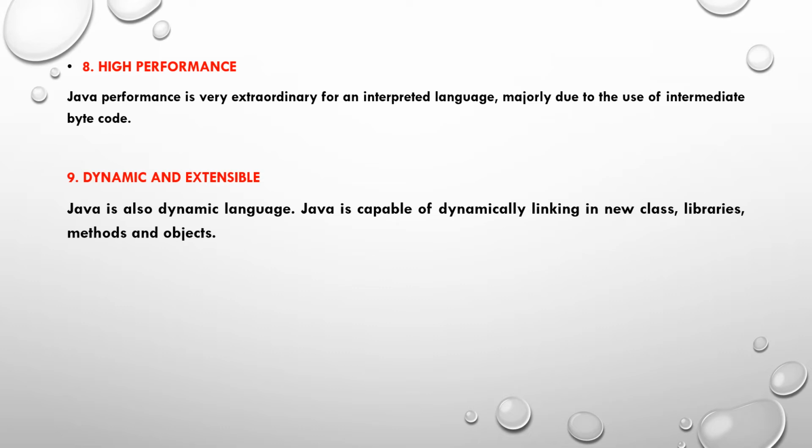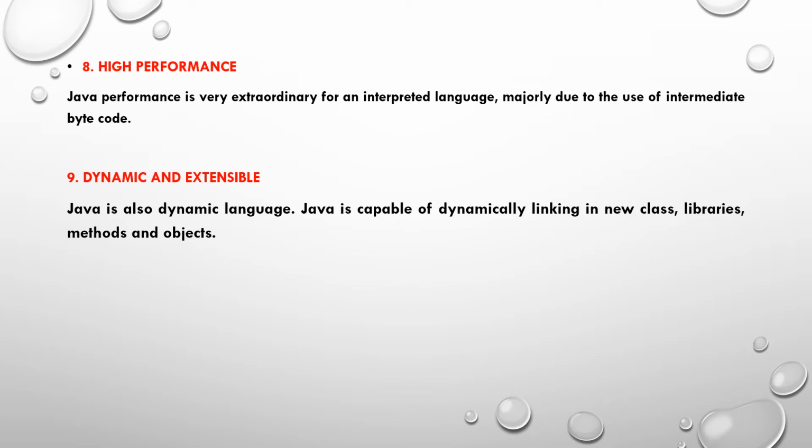Then go to the next feature, high performance. Java performance is very extraordinary for an interpreted language, majorly due to the use of an intermediate bytecode. Java architecture is also designed to reduce overheads during runtime, and the incorporation of multi-threading improves the execution speed of the program. So that property we can call high performance.